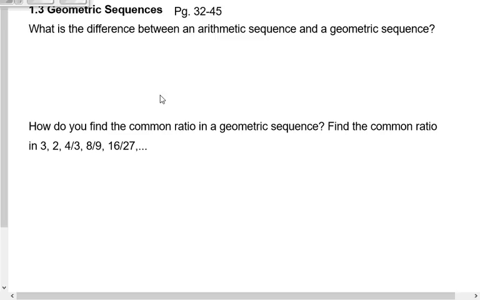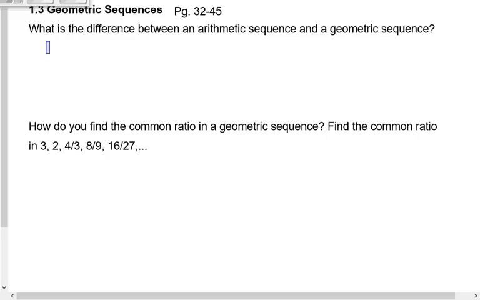All right, so today we're going to be talking about geometric sequences, and first we need to know what a geometric sequence is. It's basically similar to an arithmetic sequence. However, the difference is that rather than adding a common difference, each term is actually found by multiplying by a common ratio. Okay?